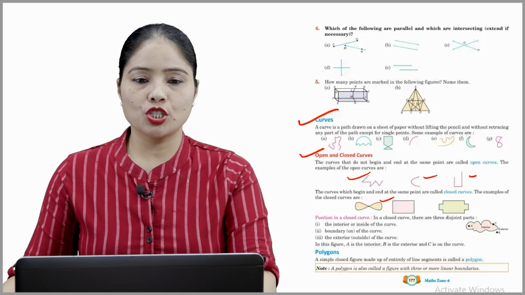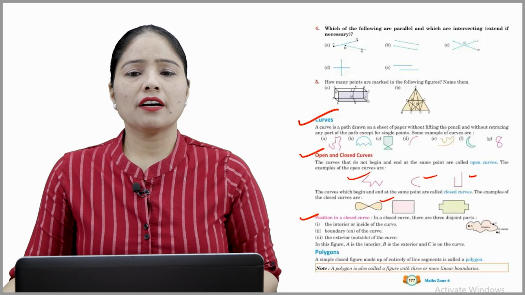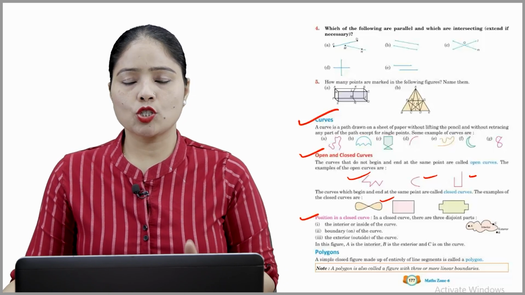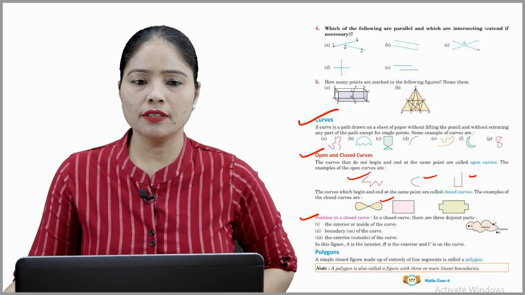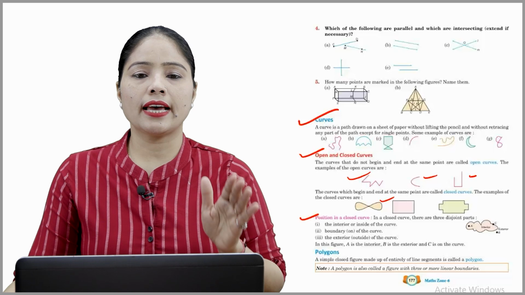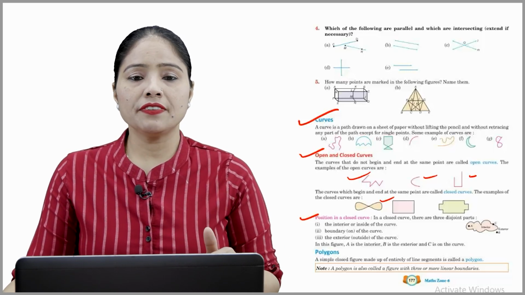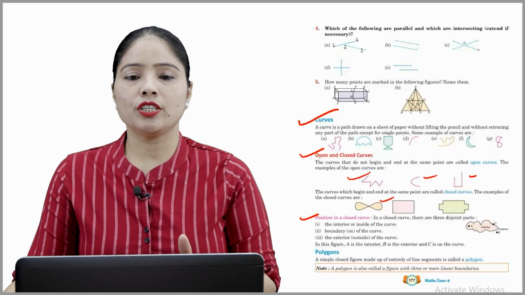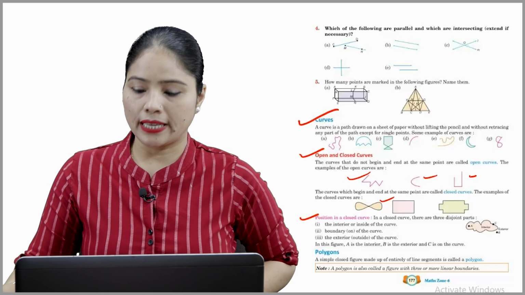Positions in a closed curve. Let's see. In a closed curve, there are 3 disjoint parts. First one is the interior or inside of the curve. Second is the boundary, means on the curve. Third one is the exterior, means outside of the curve. In this figure, A is the interior, B is the exterior and C is on the curve beta, like that.